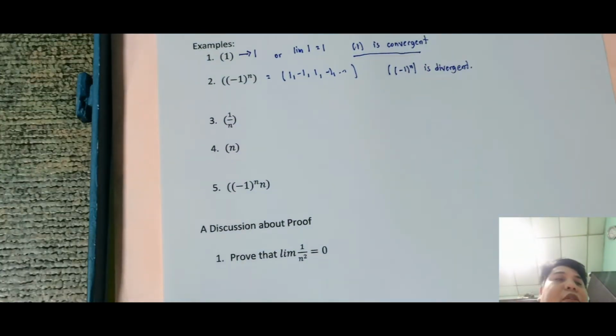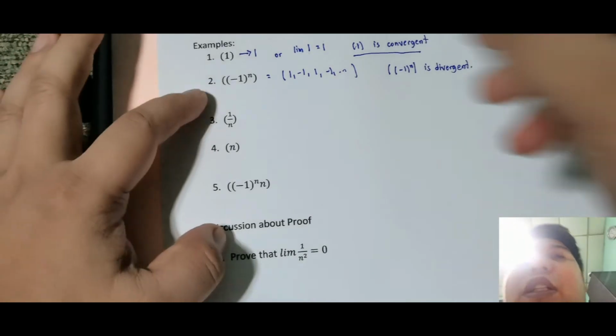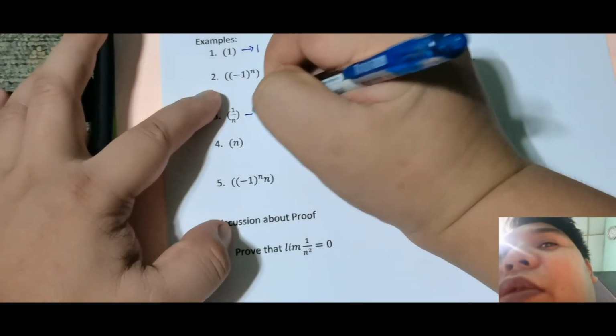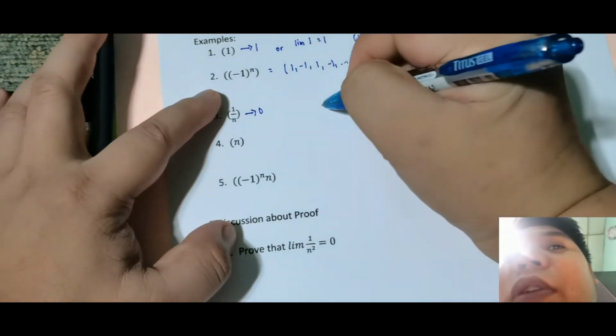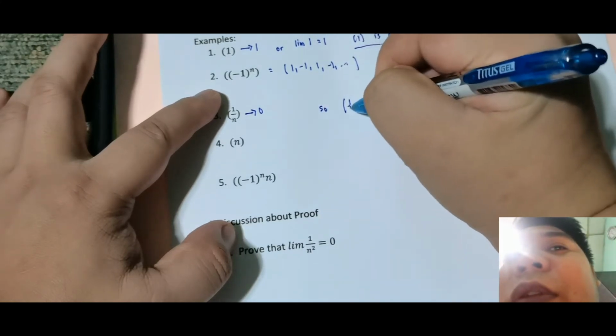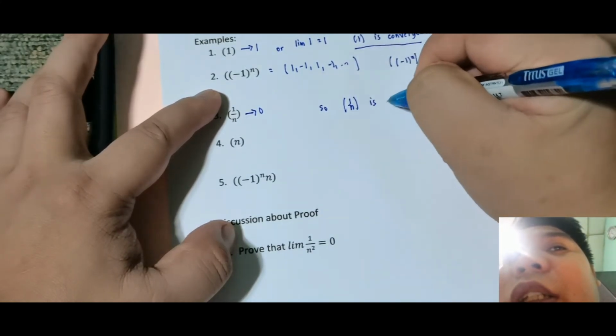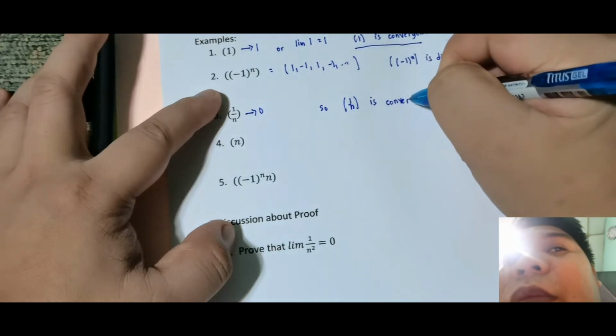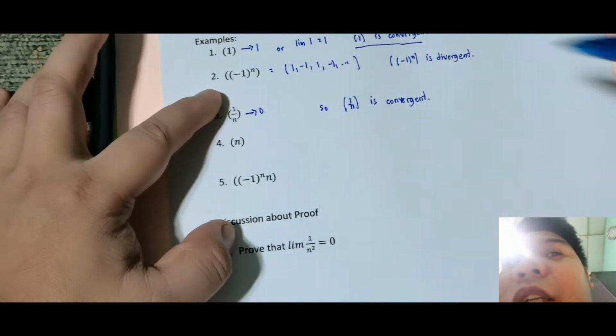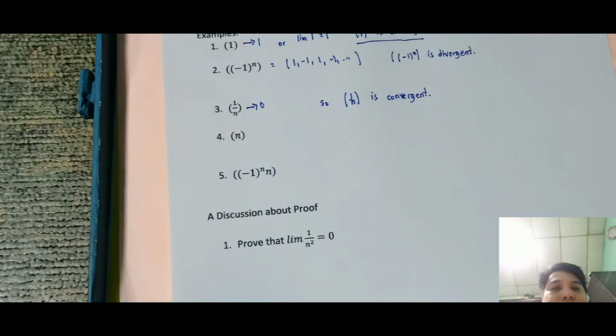Next, ito naman, sequence ng 1 over n, as n approaches infinity. Start tayo sa 1: 1 over 1 is 1; for n equal to 2, that is 1 half; for n equal to 3, that is 1 third; for n equal to 4, that is 1 fourth. Kung napapansin mo, paliit siya ng paliit. Habang lumalaki yung n, approaching siya sa 0. So, this is converging to 0. Yung sequence na 1 over n is convergent.